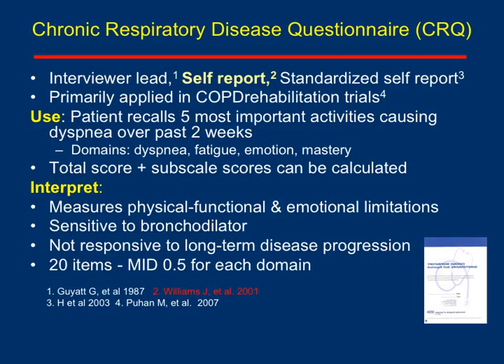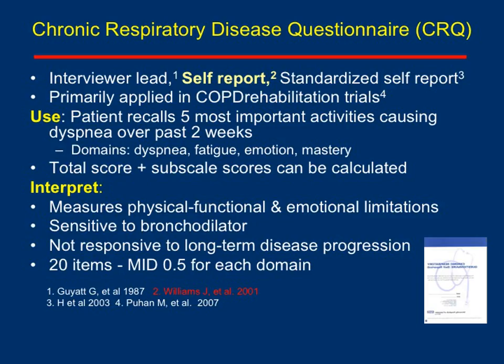So it's used to recall the 5 most important activities causing dyspnea over the past 2 weeks. Now, importantly, you need to check this after the patient writes it, because I've had patients that would only identify 2. So try to get them to identify the 5 activities. So it's got 4 domains. It has dyspnea, fatigue, emotion, and mastery. So you would score the total amount, but each subscale also has a score.